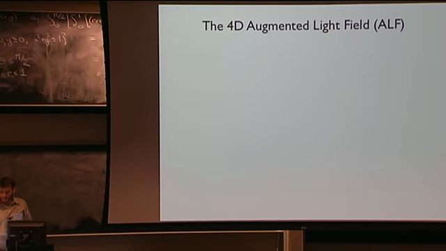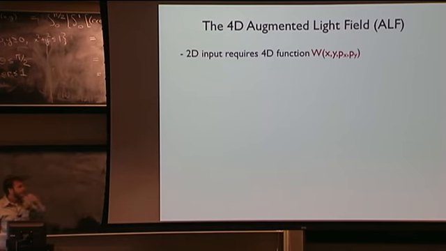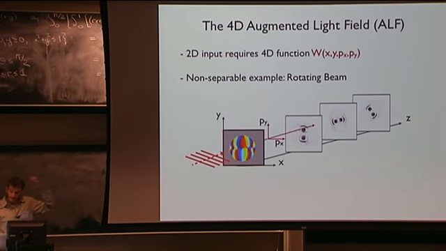So finally, you can extend this to 4D. The last point is a 2D input requires a 4D function to represent it in this light field space or Wigner distribution space. A good example of that is the rotating beam. This is an example where I can't really tease out one variable from the other. I sort of have to analyze it in the full 2D/4D light field sense.